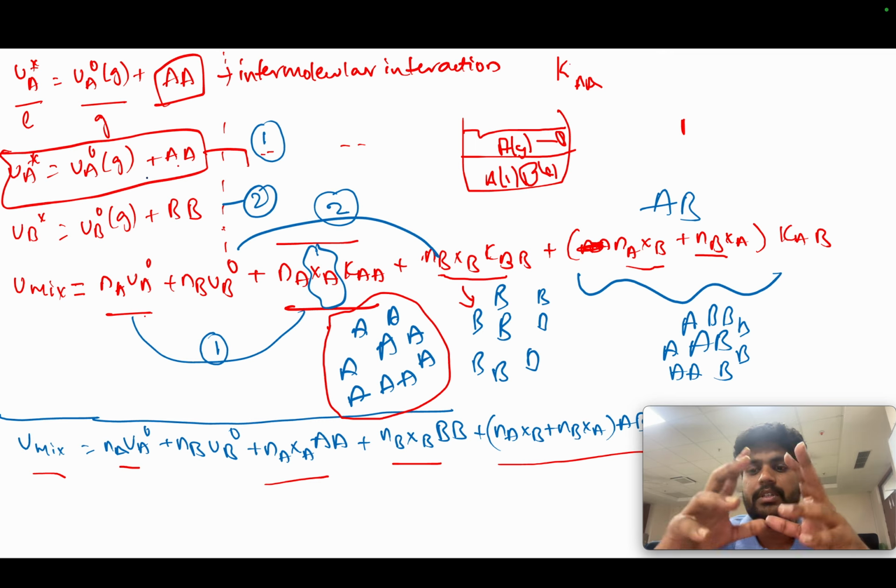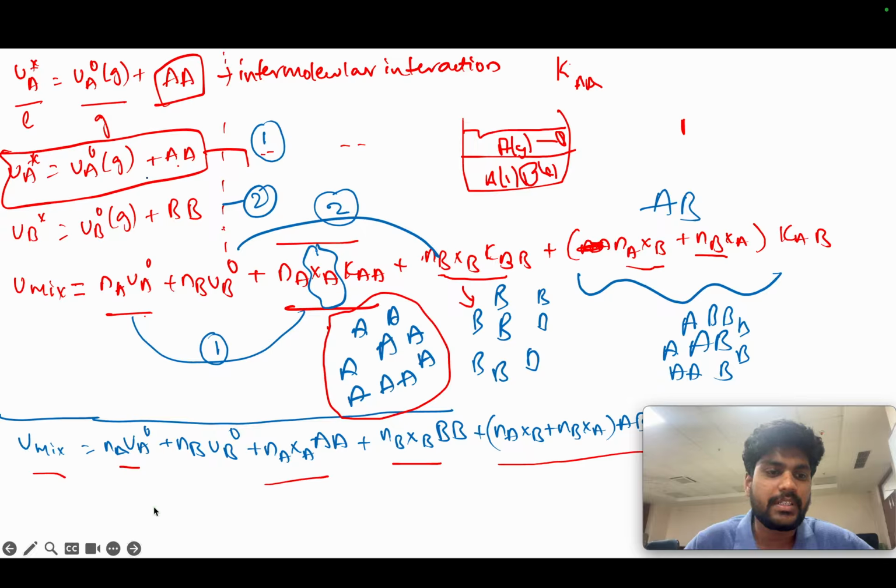We have two liquids, and then we mix the two liquids into a single box where we have A, B and AB. Now we consider A and B also in the gas phase. We already discussed that in the gas phase the volume per particle is very large, such that there won't be any interaction between the gas particles. That's why we are not considering interactions in the gas phase. We are considering only the interactions in the liquid phase. So we are taking NaUA plus NbUb plus NaXA KAA plus NbXb KBB plus NaXb plus NbXa KAB.